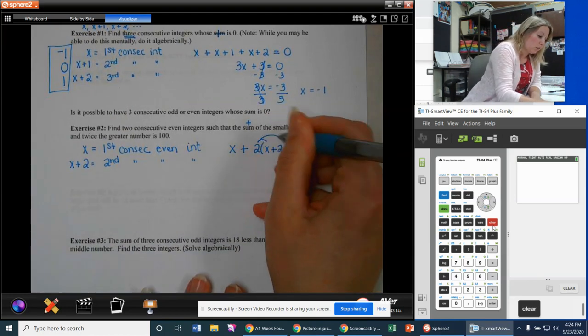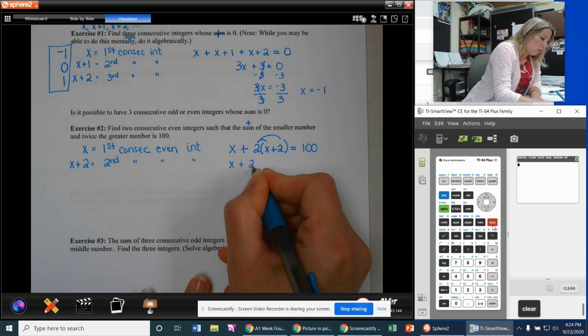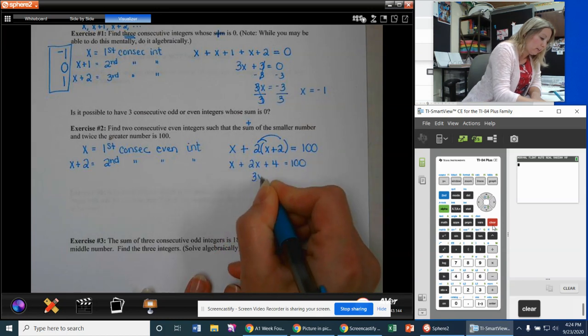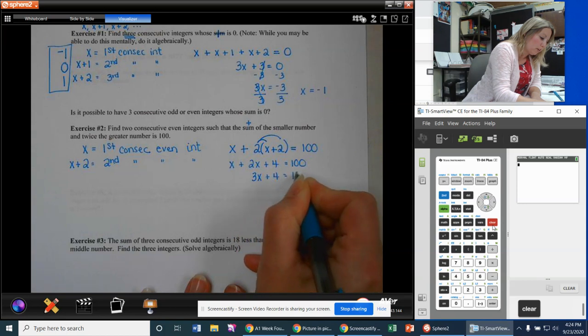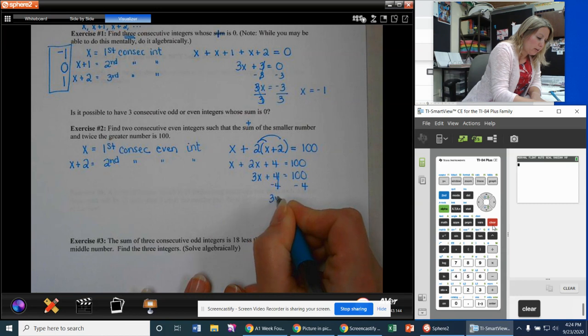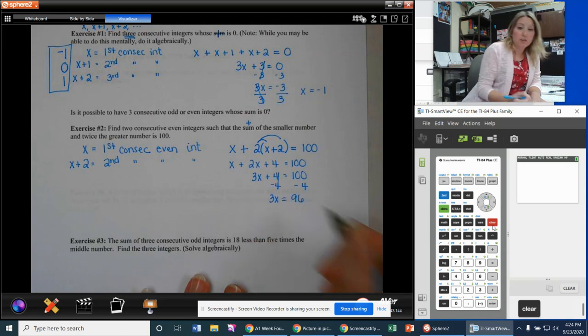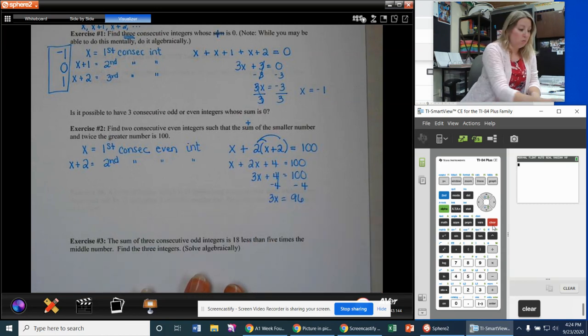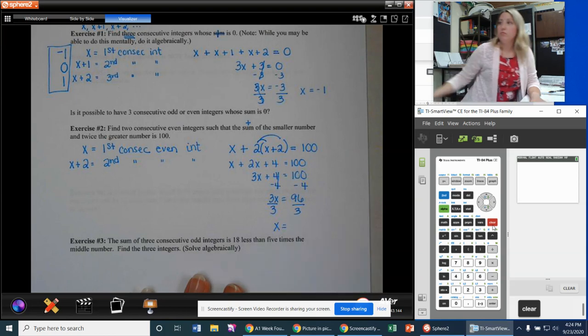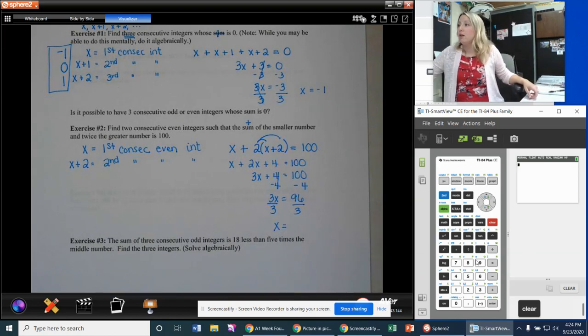So we're going to be distributing this: x plus 2x plus 4 equals 100. Combine like terms, so 3x plus 4 equals 100. Subtract that 4. Remember, we have to make sure we get an integer answer, so hopefully this division works out. 100 minus 4 is 96. Opposite of multiplying by 3 is dividing by 3. Got my graphing calculator up here. 96 divided by 3 is 32.